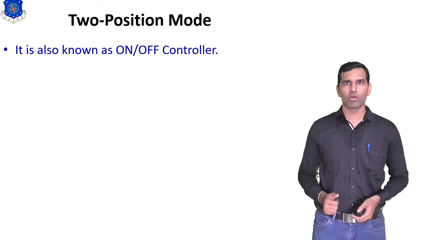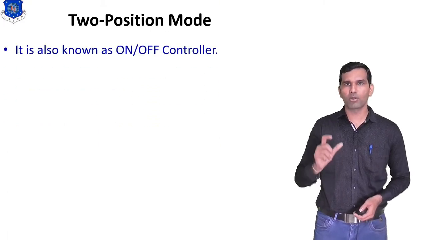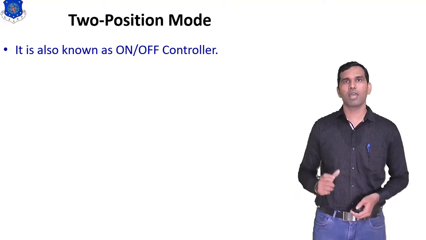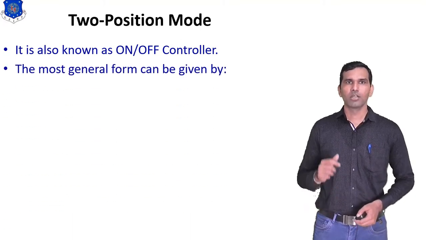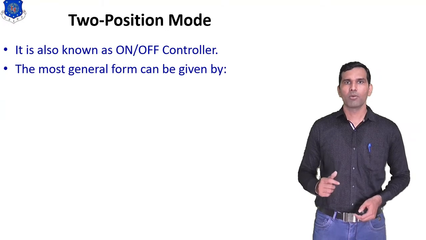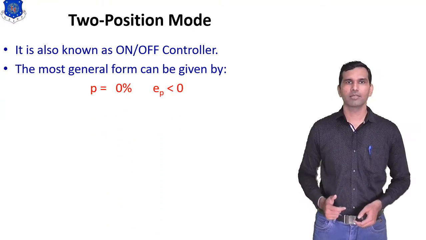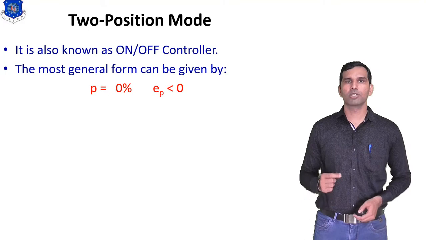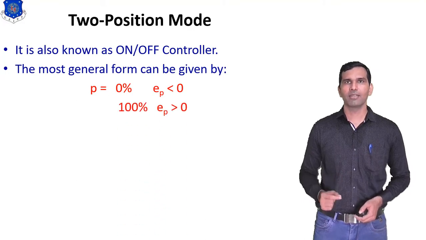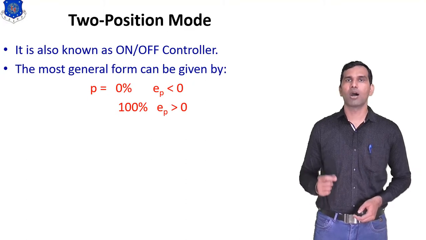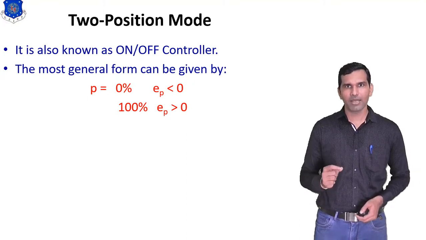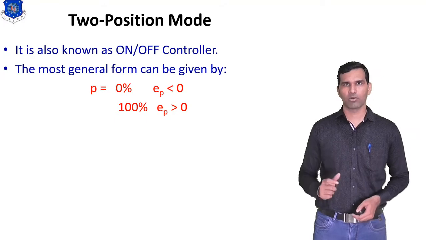So, two position mode. It is also known as on-off controller. This is another name of two position mode. The most general form can be given by P is equal to 0% when error is less than 0 and P is equal to 100% when error is greater than 0.